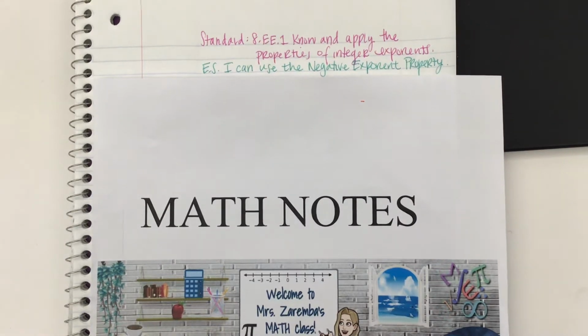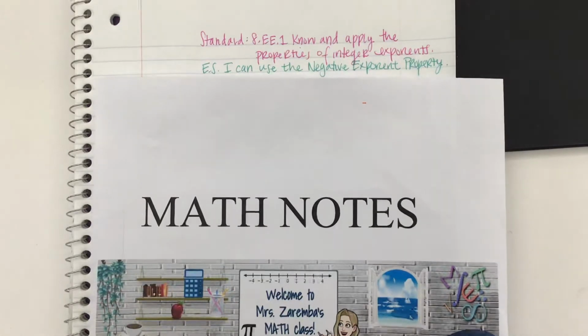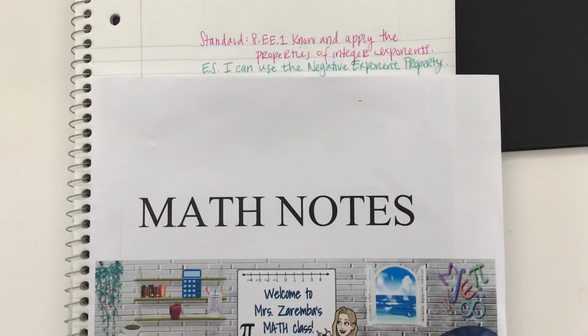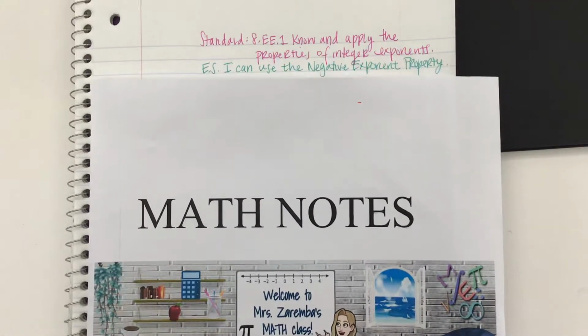The standard is 8.EE.1, note and apply the properties of integer exponents. And our essential statement says I can use the negative exponent property. This is the last exponent property that we will be learning, and it's the negative exponent property, which some people think may be the hardest one. So I'm going to go ahead and show the rule for this property, and we'll go from there.